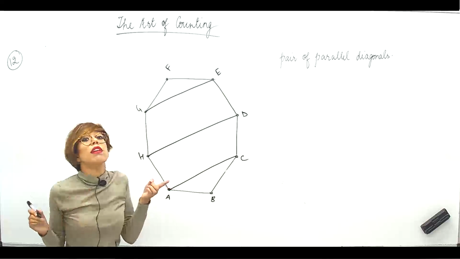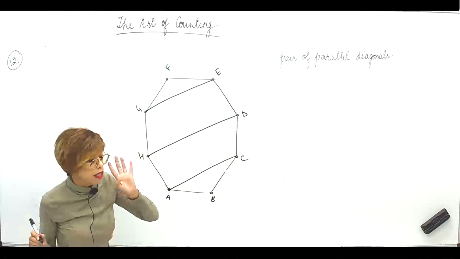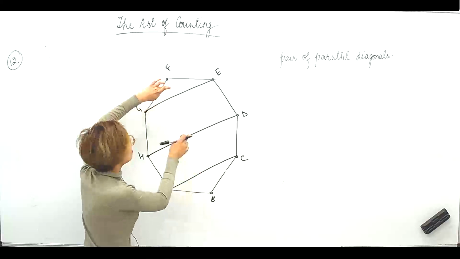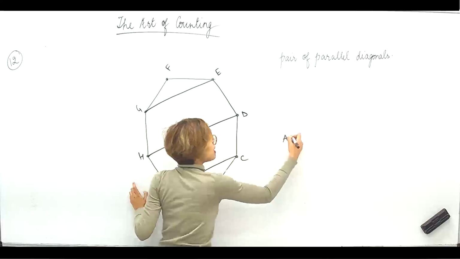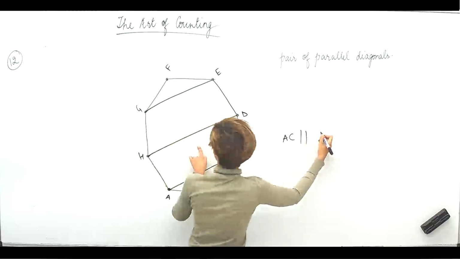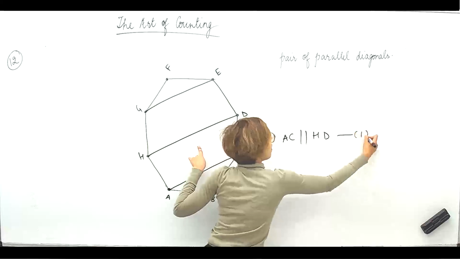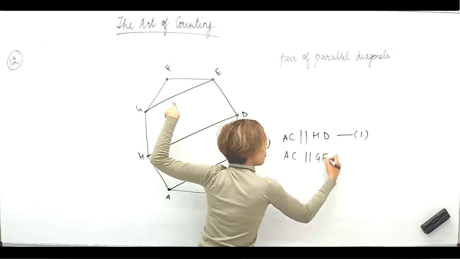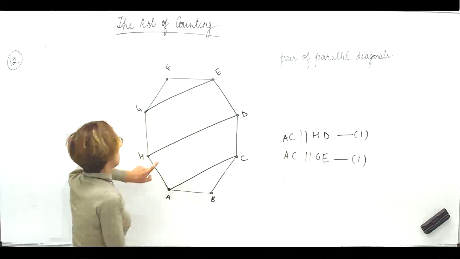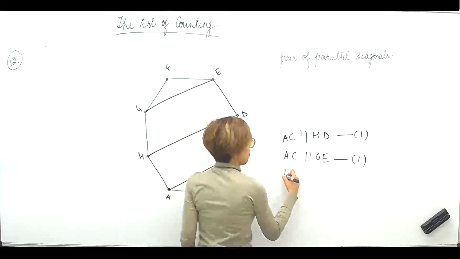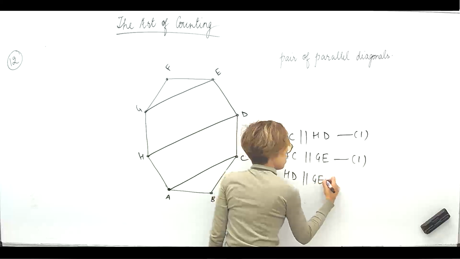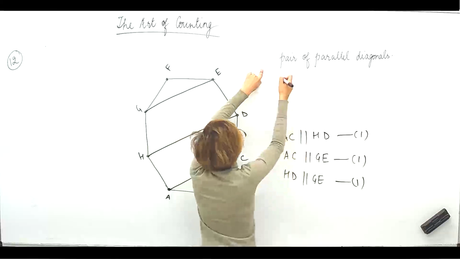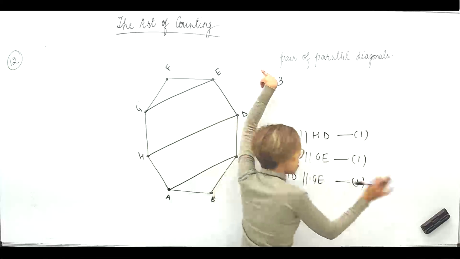Now I need to count the number of pairs of parallel sides. So one pair is this. 1, 2. One pair. Then this pair. Then these two. So basically how many pairs? AC is parallel to HF. One pair. Then AC is parallel to GE, another pair. Then HD is parallel to GE, another pair. So out of these, I got 3 pairs of parallel diagonals.